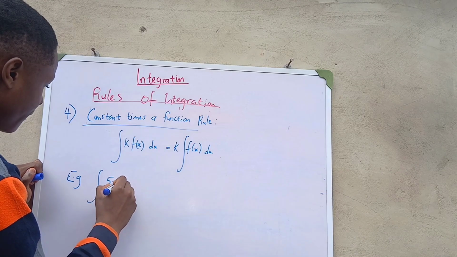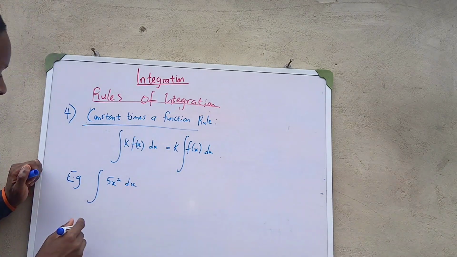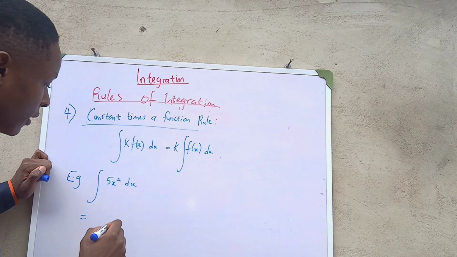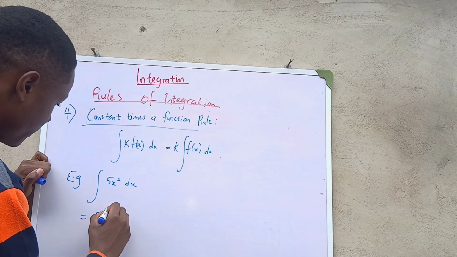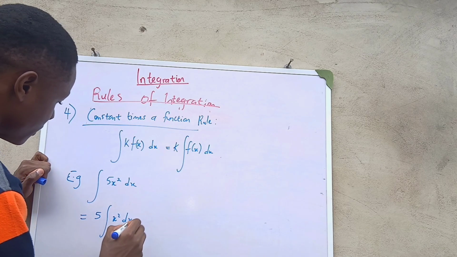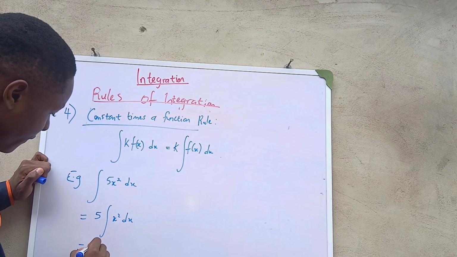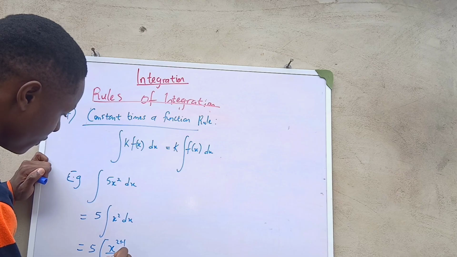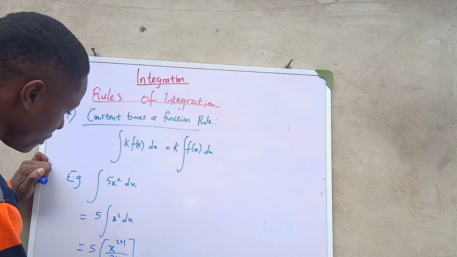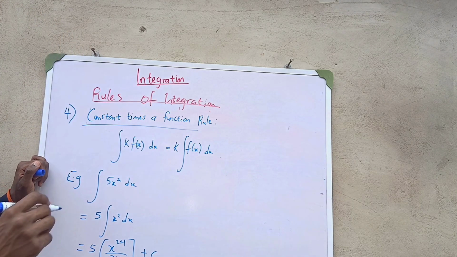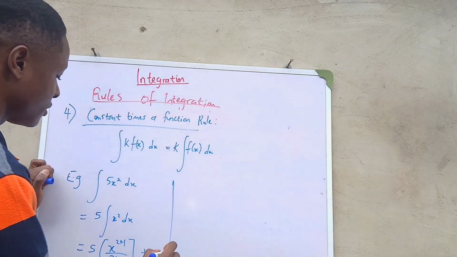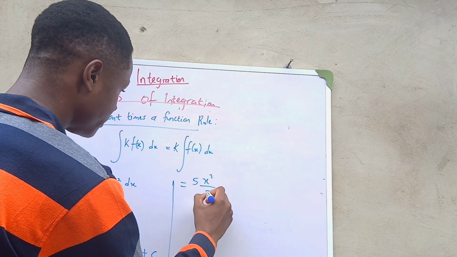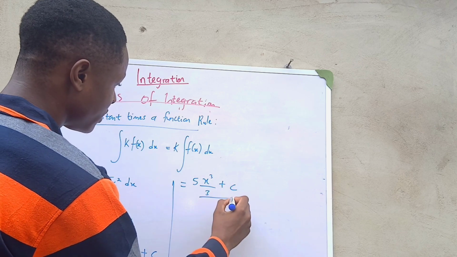So now an example is the integral of 5x squared dx. For us to integrate this, we are going to bring out the constant. So we have 5 times the integral of x squared dx. So we'll now be having 5 times x to the power 2 plus 1 over 2 plus 1 plus c. Always add your plus c, very important. So we have 5x cubed over 3 plus c. So this is our answer.